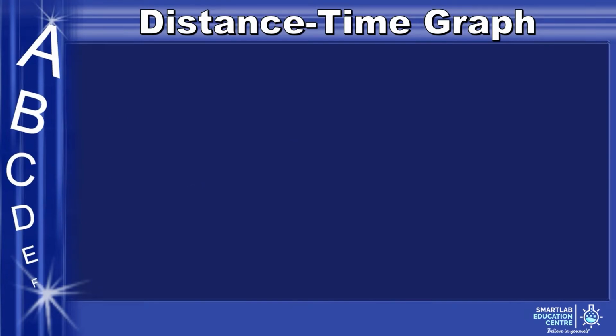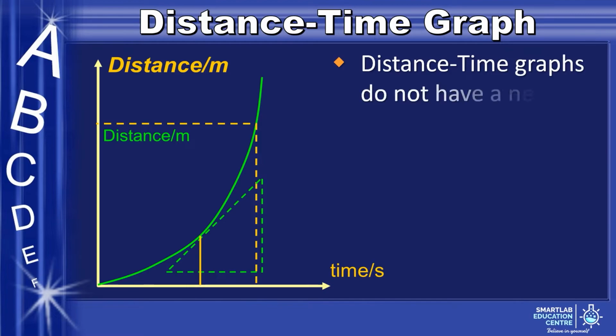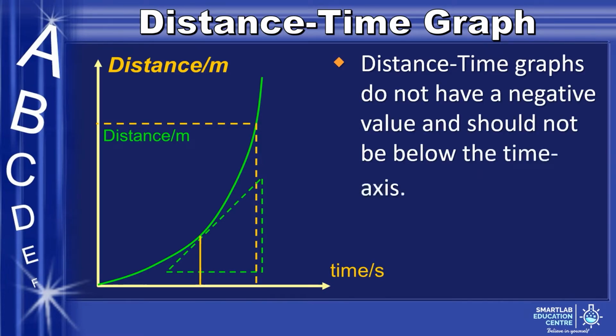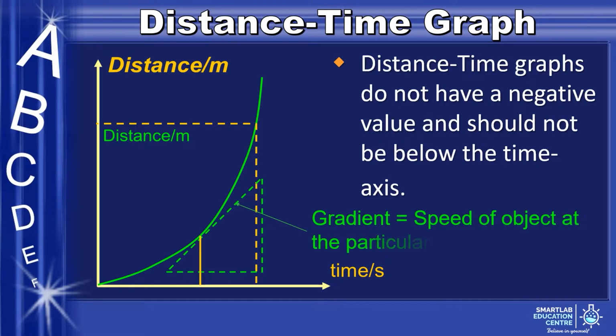The following diagram shows a distance-time graph. Note that a distance-time graph can never go below the time axis. Distance is never negative as distance has no direction. The gradient of the graph denotes the speed of the object at a particular instance.